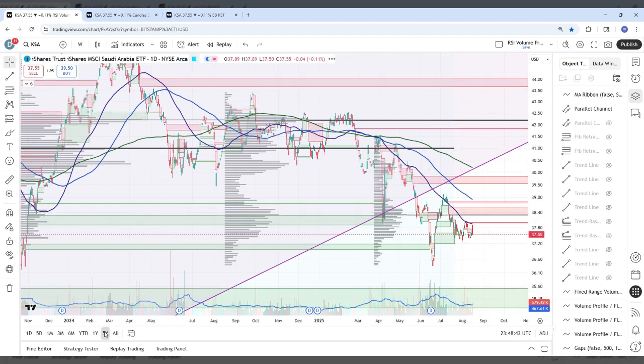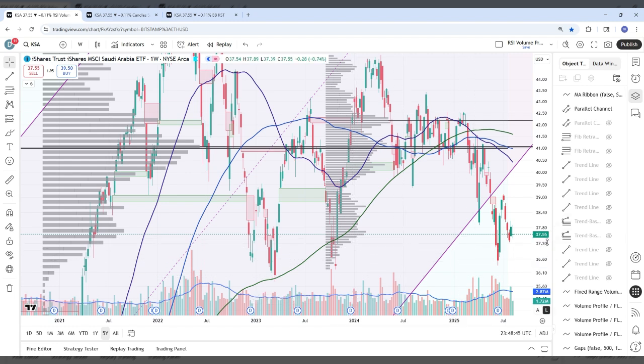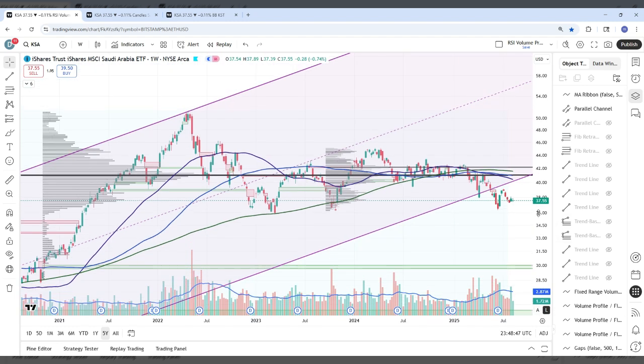I go back to the weekly. We have this channel here that we've been chopping through side to side. So we're at the bottom of the green channel, and this purple channel we've broken down below. So it could go either direction.